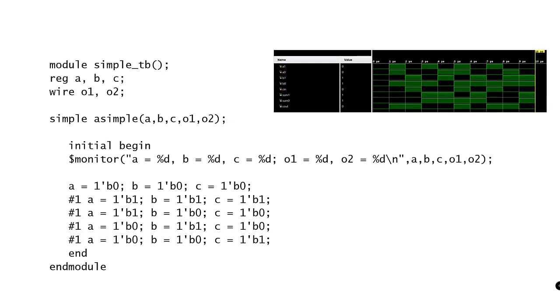Here's a simple example of a test bench in the Verilog hardware description language. It applies a sequence of inputs and prints some results. We can also look at a diagram to see how the logic signals change over time.